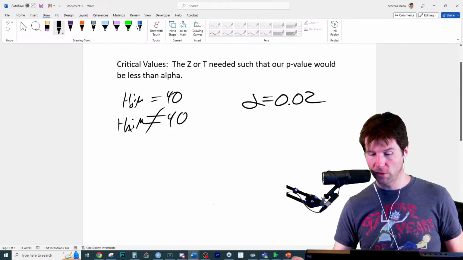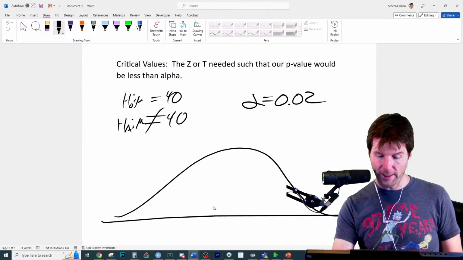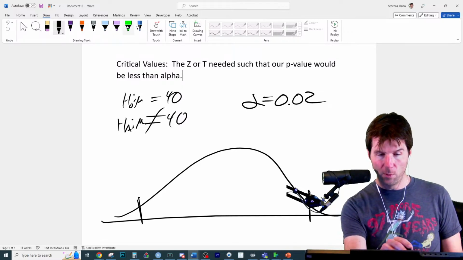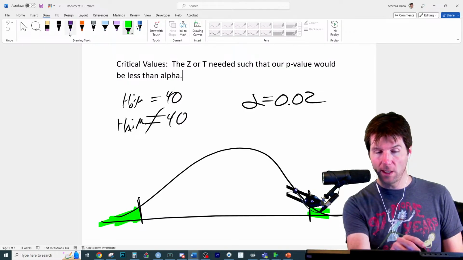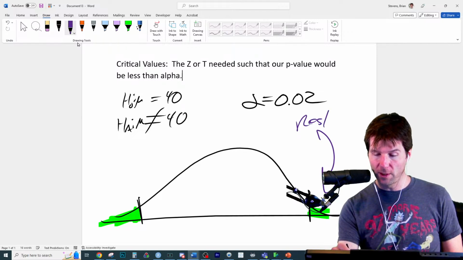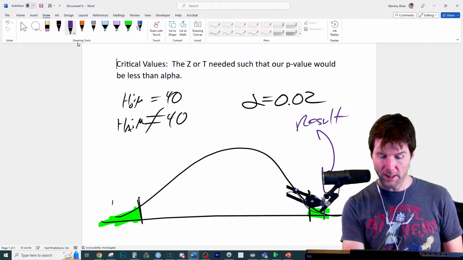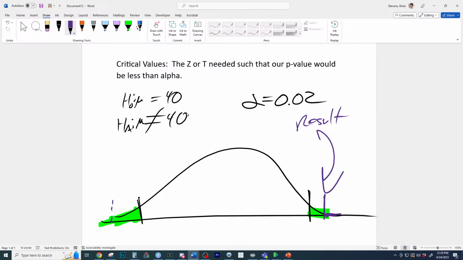So that means our results would have to land in one of these regions. These are the rejection regions. If our result lands over here, then what would happen? The p-value must be what? If your result were to land over there, then the p-value from this result has to be what? Because it's further out than this line.